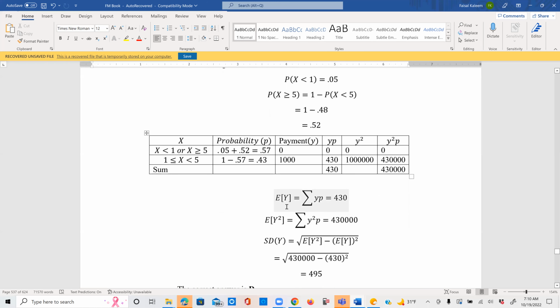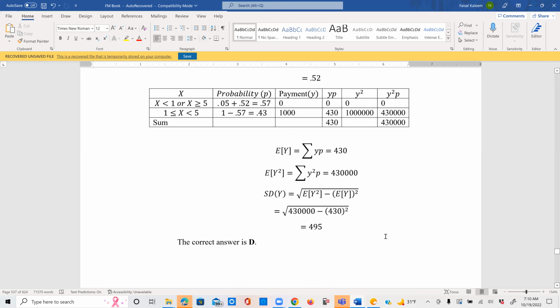So the expected value of Y is the summation of YPs, which we see to be 430. And the expected value of Y squared would be the summation of Y squared times the probability. That's 430,000. And so the standard deviation of Y is the square root of E of Y squared minus E of Y, whole squared, our standard formula. And that ends up being 495. That is choice D.